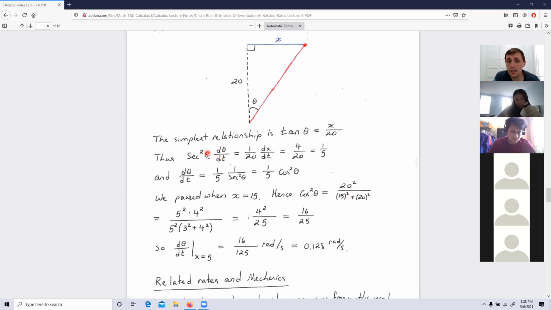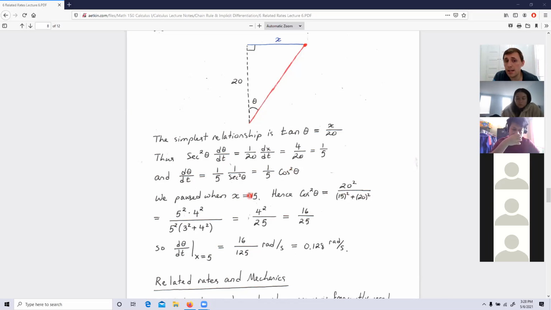Yes? And that would be what's that quantity? Secant squared of theta, guys, is what? If I take the derivative of the side across, it's 1 over 20 dx dt. And the dx dt is 4, so it's 4 over 20. It's equal to 1/5. And so d theta dt is I just divide by secant squared on both sides. So d theta dt is 1/5 cosine squared.